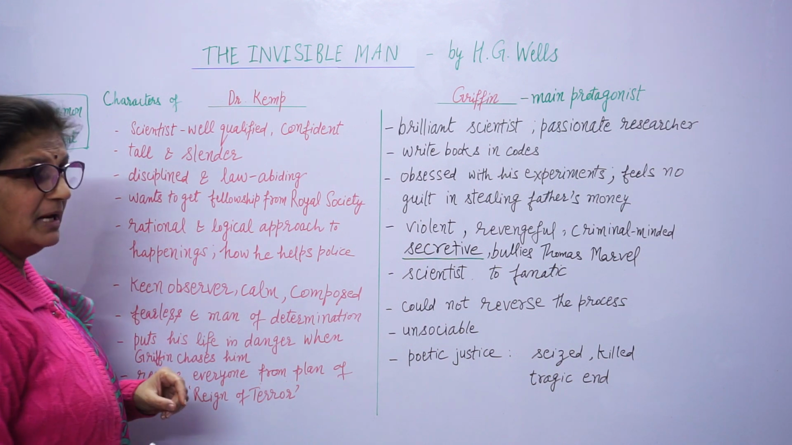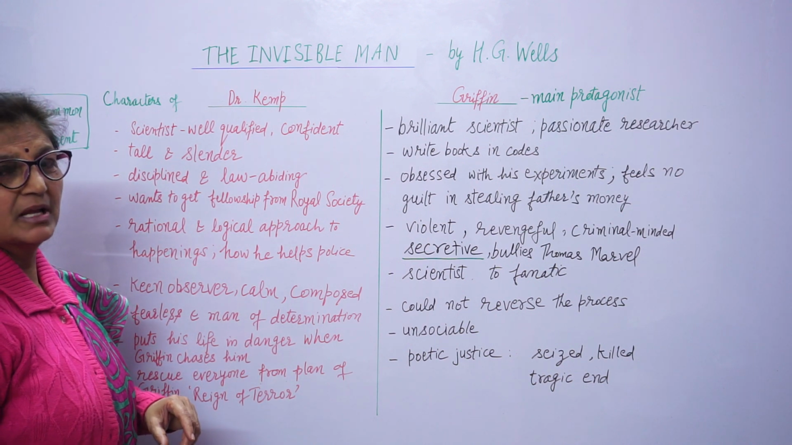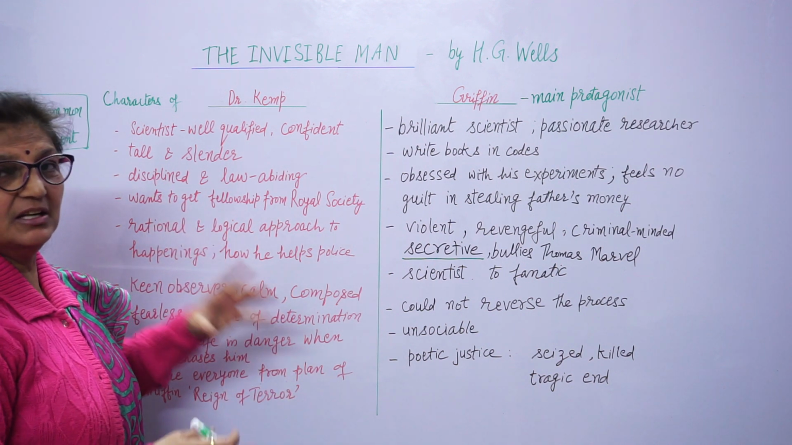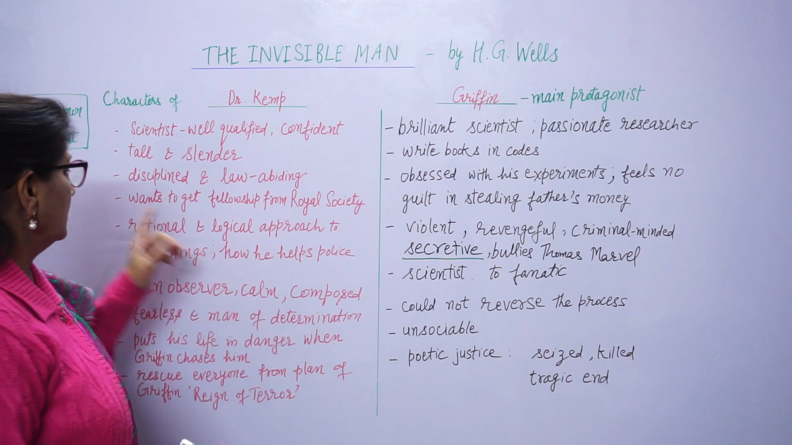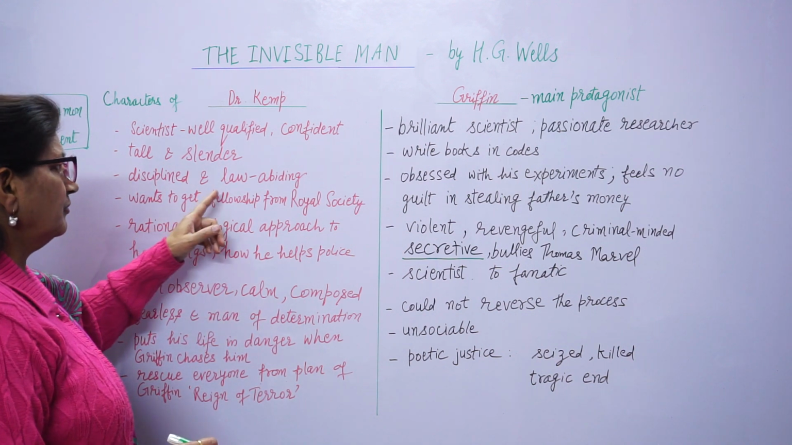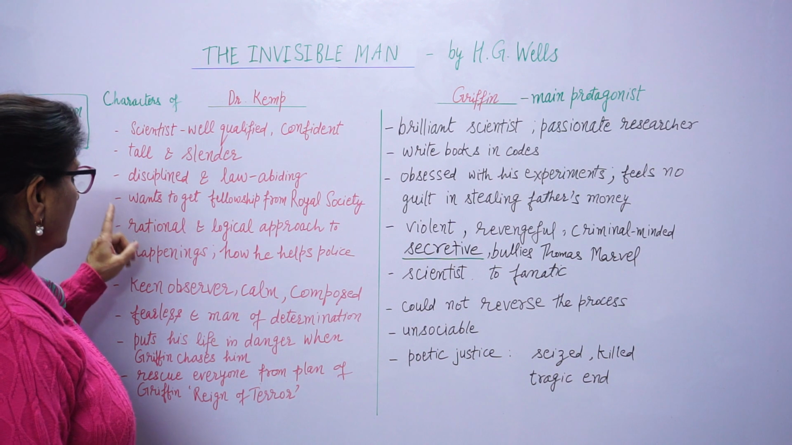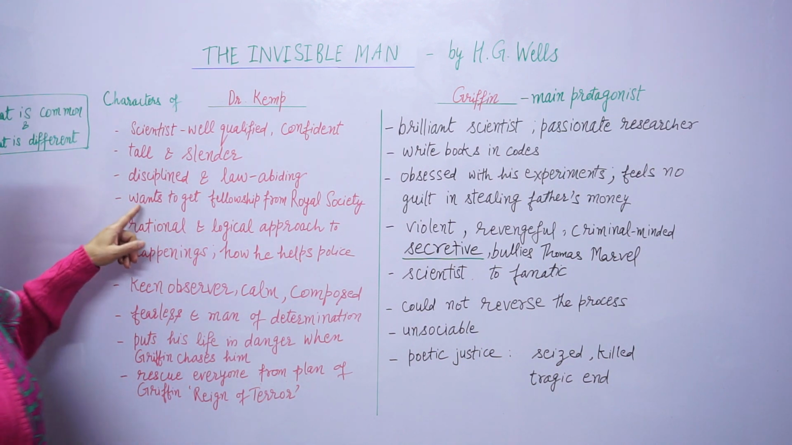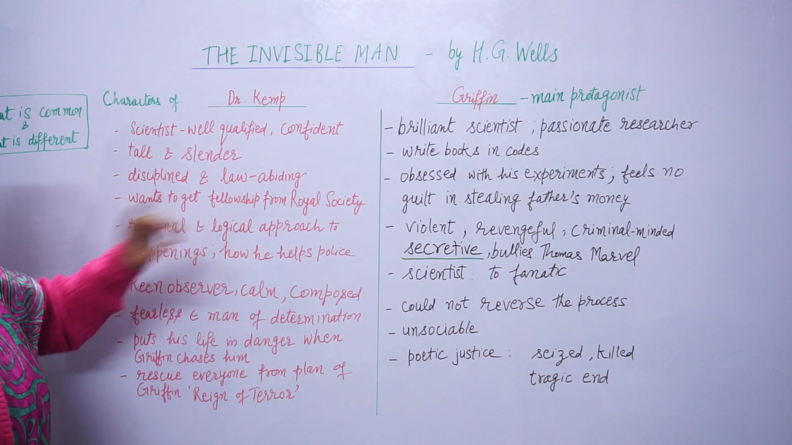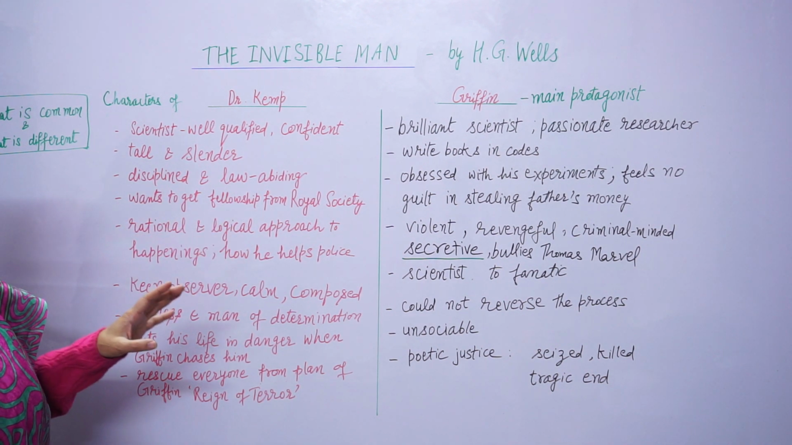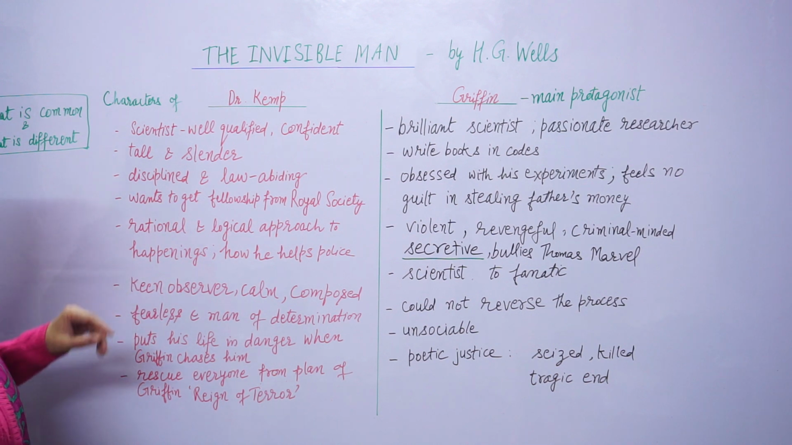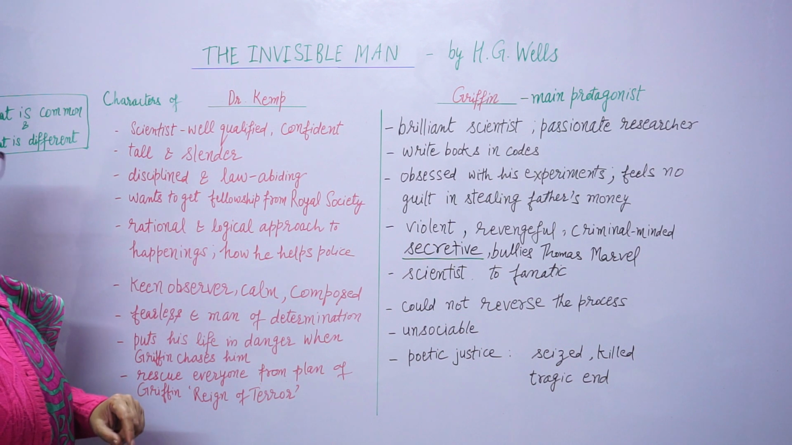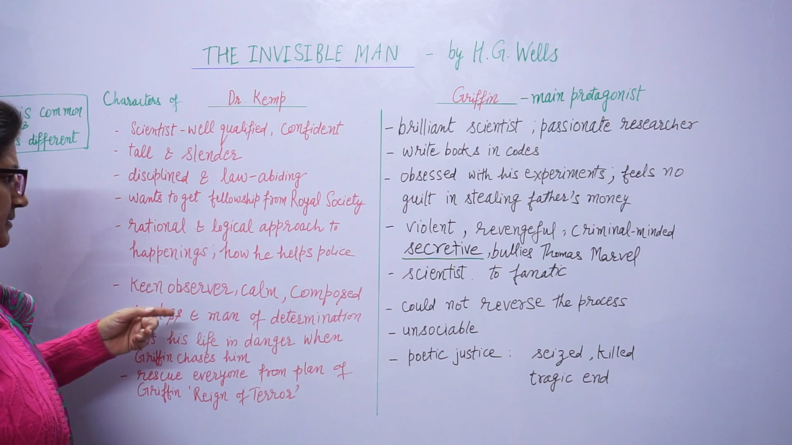He was a disciplined and law abiding. Did not behave in reckless manner like Griffin or anarchic, no. He was a disciplined man and always obeyed law. He was ambitious also. Dr. Kemp, he wants to get fellowship from Royal Society, so he does hard work. His approach is very rational and logical to happenings.